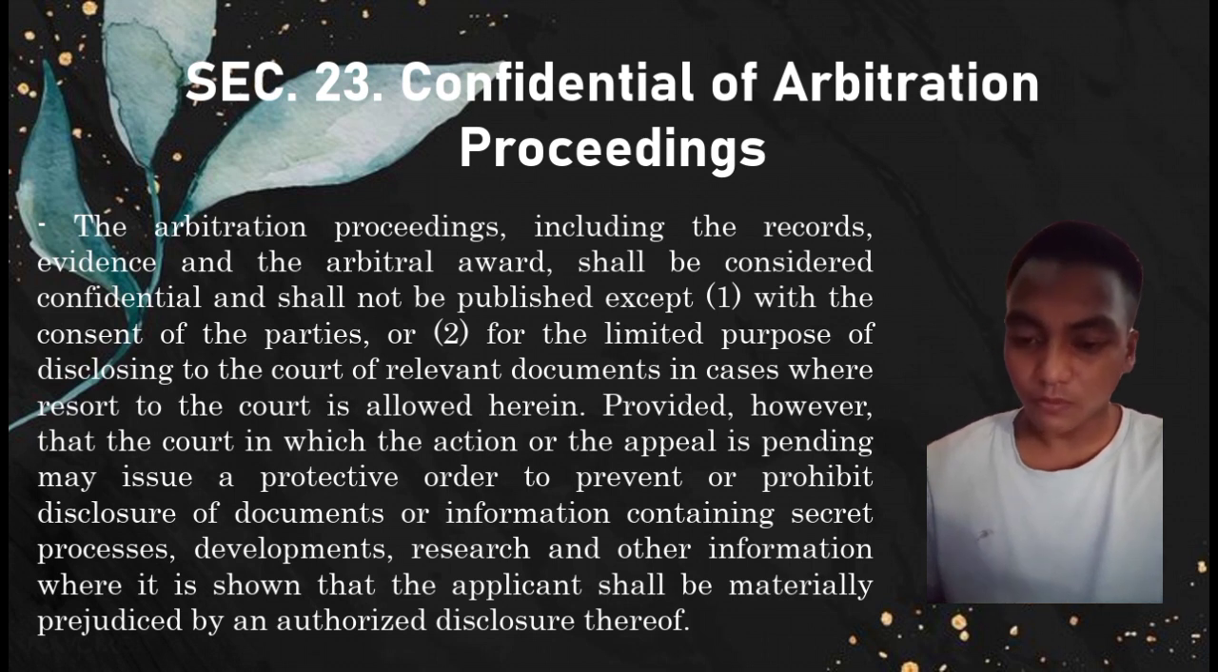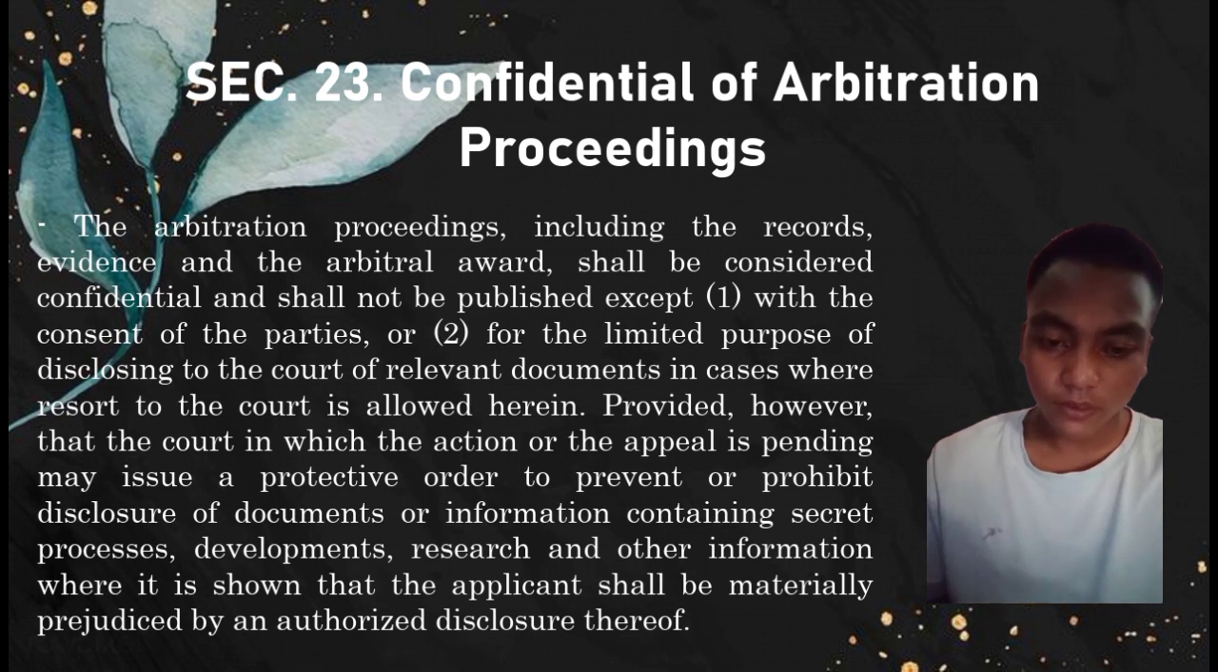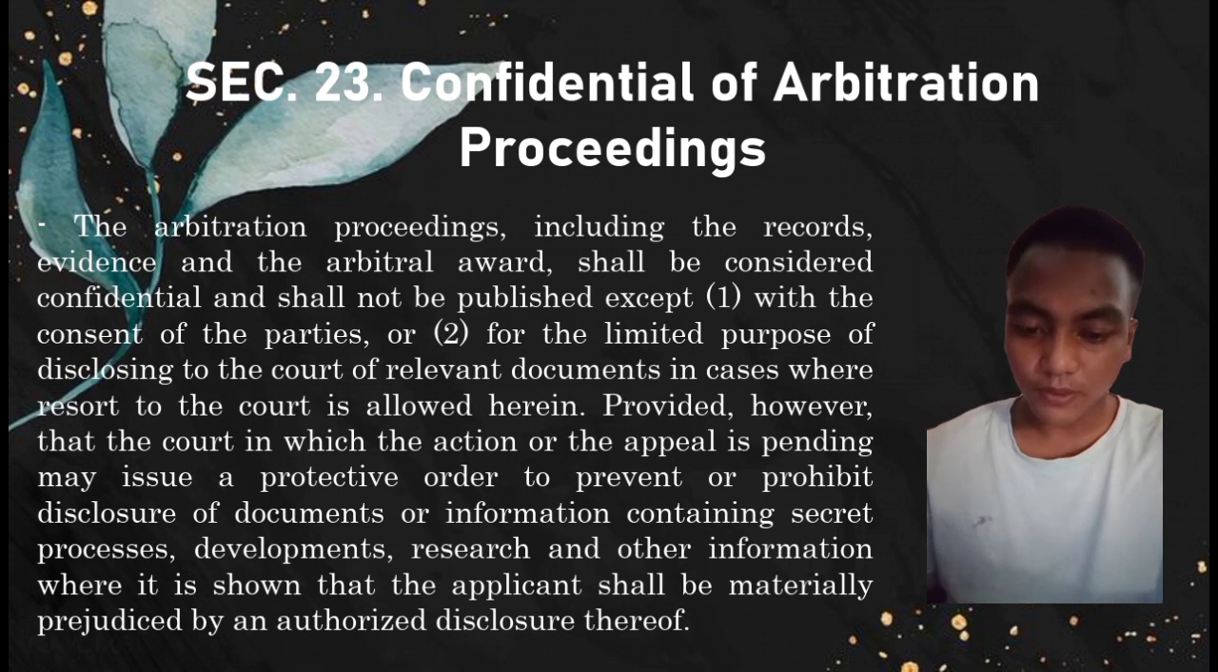Example, this passage outlines confidentiality in arbitration proceedings generally. All aspects, including records, evidence, and the awards, are to remain confidential. However, there are exceptions: consent of parties or limited disclosure to court when permitted. The court may issue protective orders to prevent disclosure, especially if it could materially harm a party.